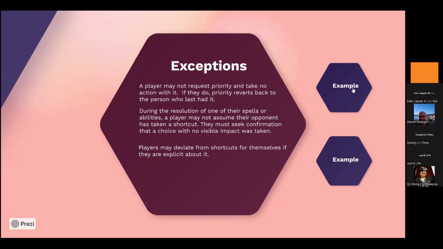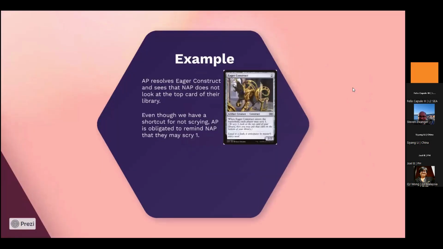Let's look at some examples of exceptions here. Active player resolves Eager Construct, which has an ability when it enters the battlefield, each person can scry. And they see their opponent does not look at the top card of the library. And then we have a shortcut when a player fails to scry. The official shortcut is, if a player fails to scry, they are considered to have done so and left the card on top. But because this is happening during the resolution of an ability that belongs to the active player, they are not allowed to assume that their opponent has followed this official shortcut. They're actually obligated to remind their opponent, hey, you can scry one.